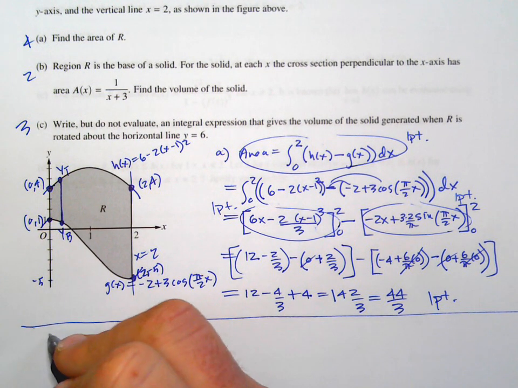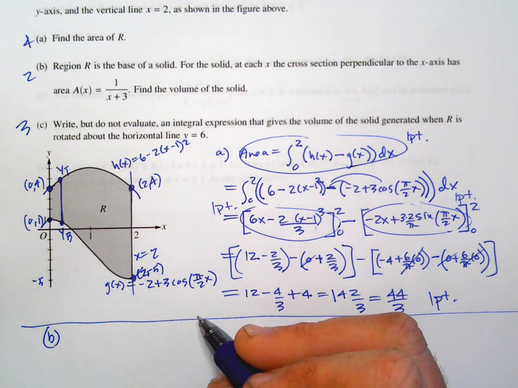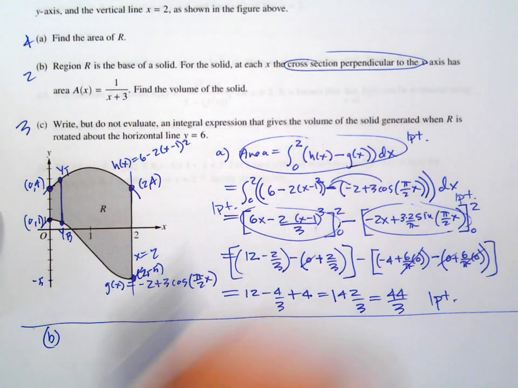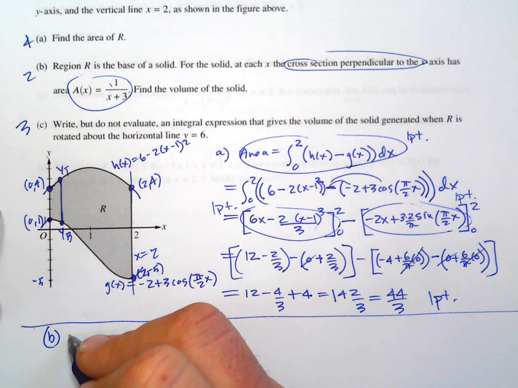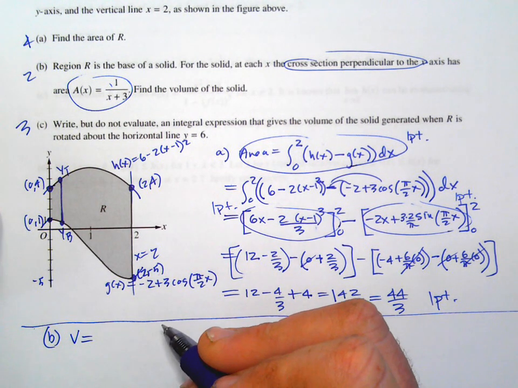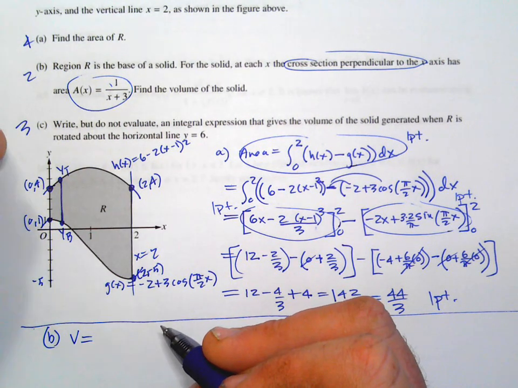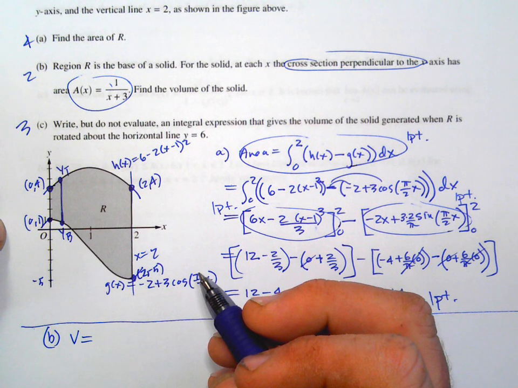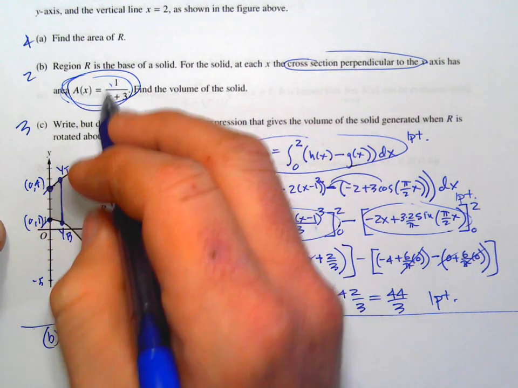Part B says region R is the base of a solid. For the solid at each cross section perpendicular to the x-axis, the area is this formula. Now, usually this is volume by cross section, and usually they tell you the shape, and then you have to figure out what the area formula is, the geometric area formula. But here they're not telling you the shape; it's some weird shape, but every slice has that area.